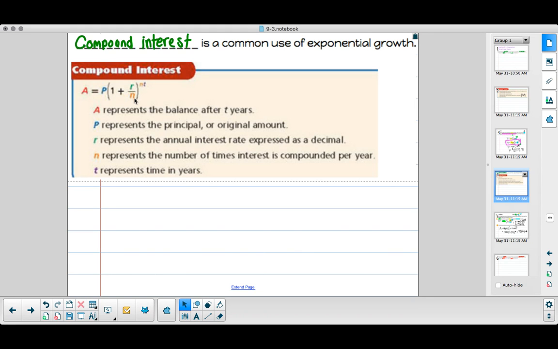And then n is the added part here. n is the number of times that the interest is compounded per year. So what that means is if you're getting monthly compounded interest, then n would be 12 because it's 12 times per year. If it says it's being compounded quarterly, that's 4 times a year. If it said something like every 2 months, then that would be 6 times per year. So n is how many times in 1 year you're getting the interest. And t still represents time in years.